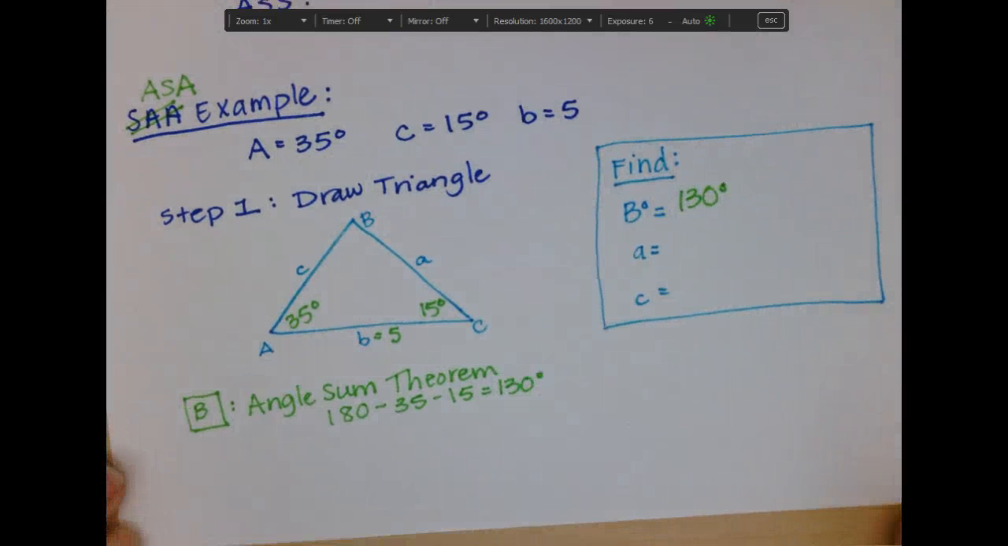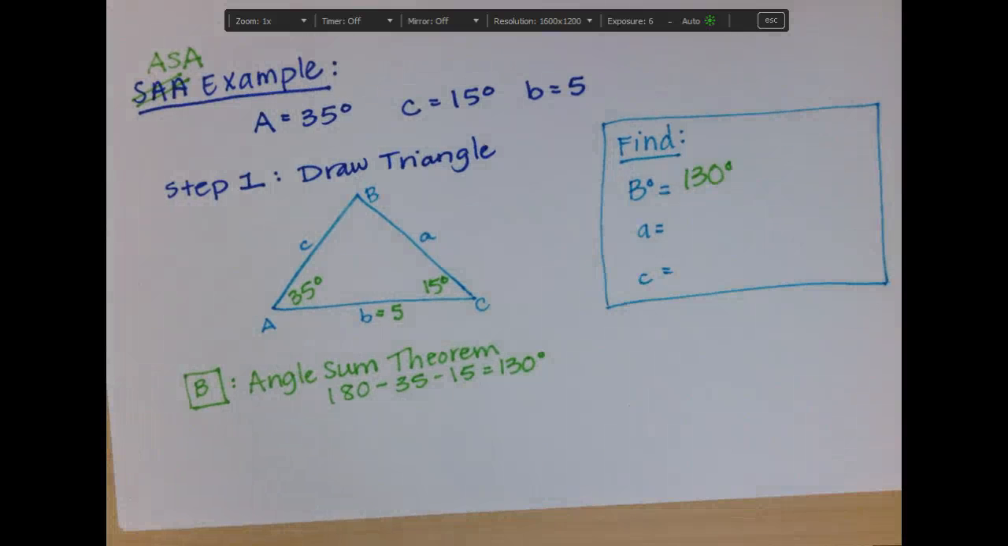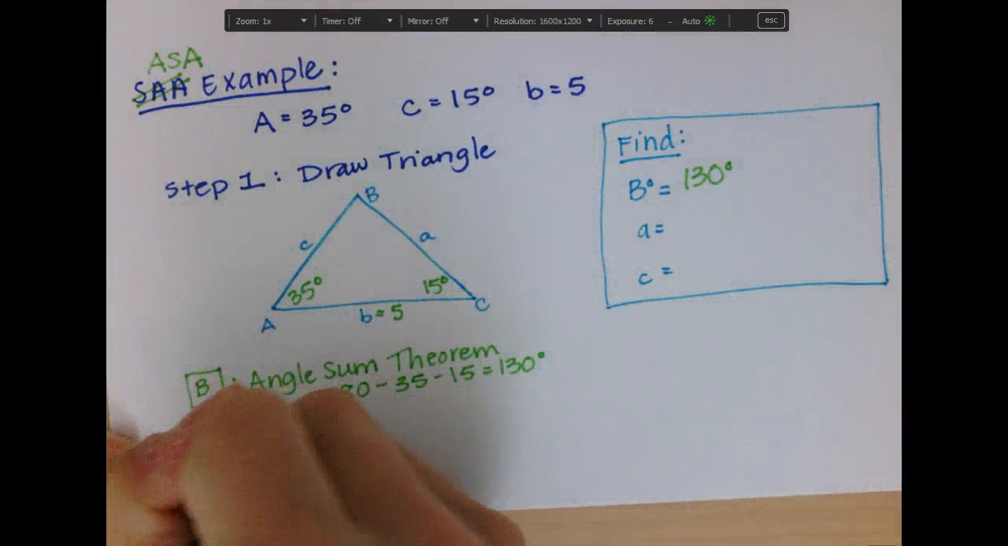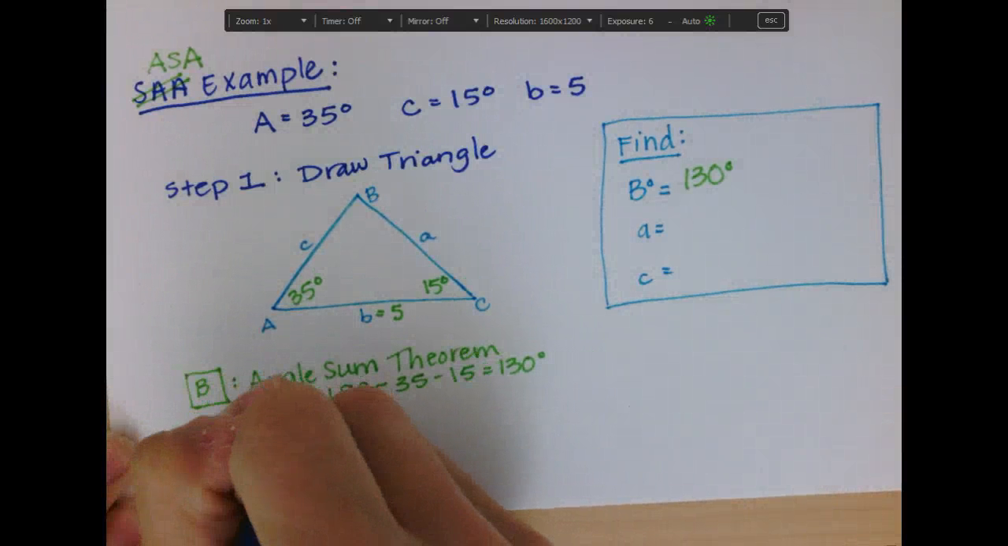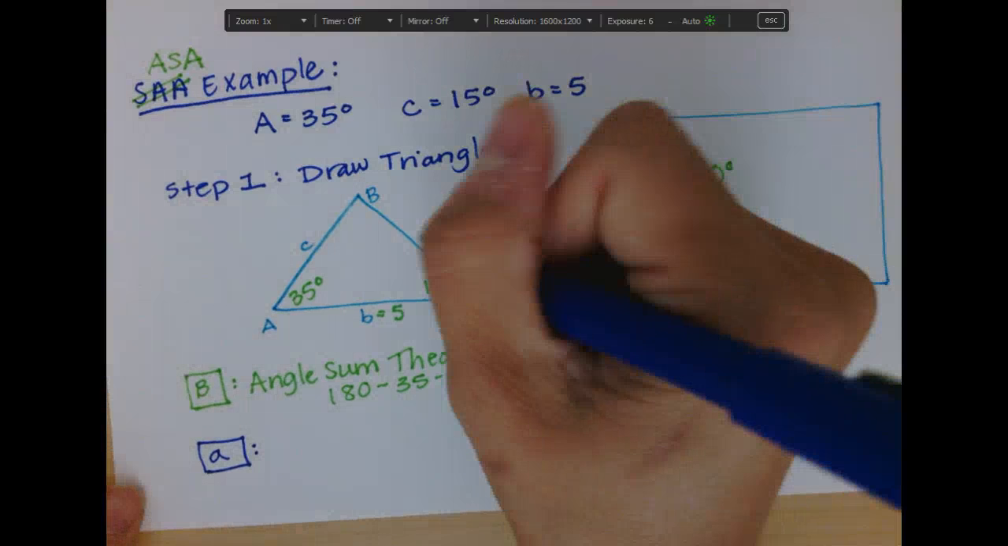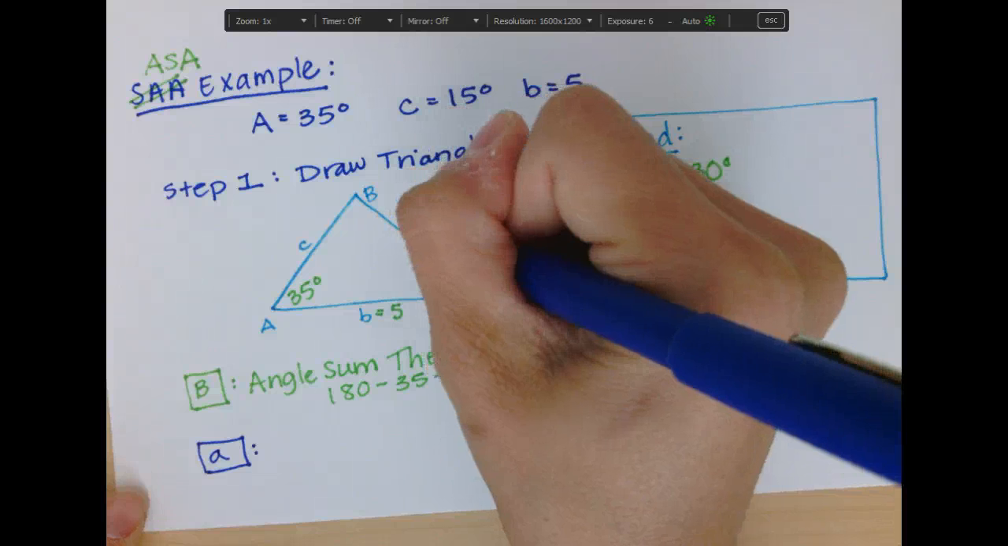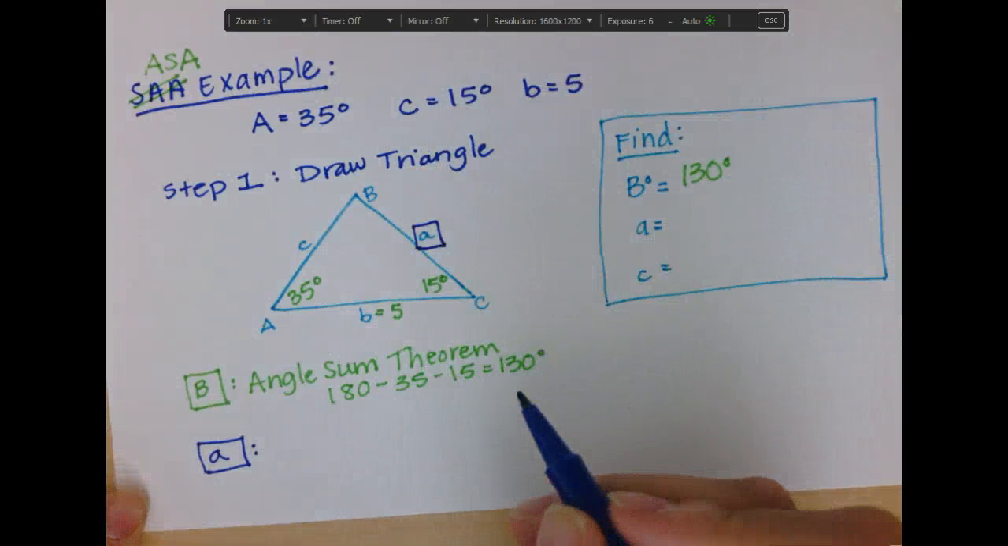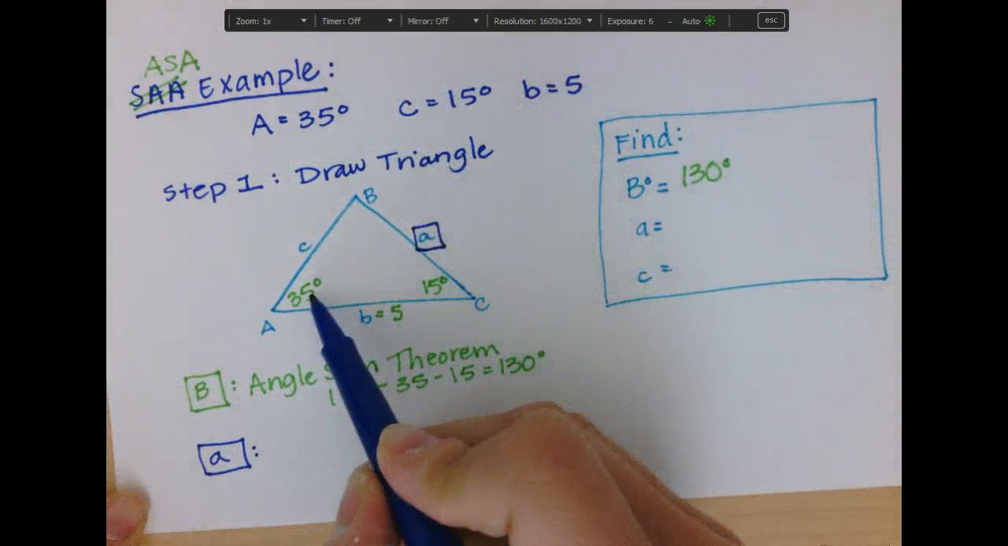Okay. So we've got an angle and we didn't have to use the law of sines yet, so we know we're going to have to use it soon. Let's try solving for side A. Now with side A, we're looking to figure out the length of this side right here. We know the angle that's opposite that side is 35 degrees.